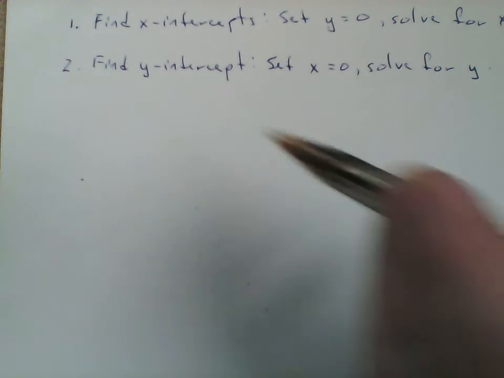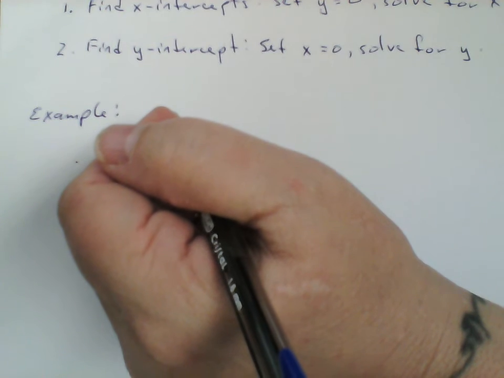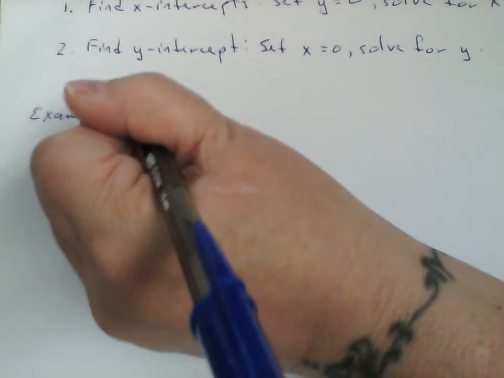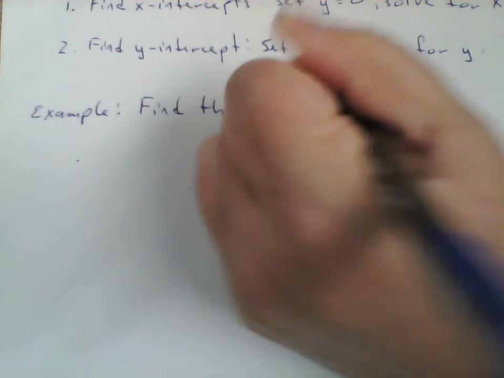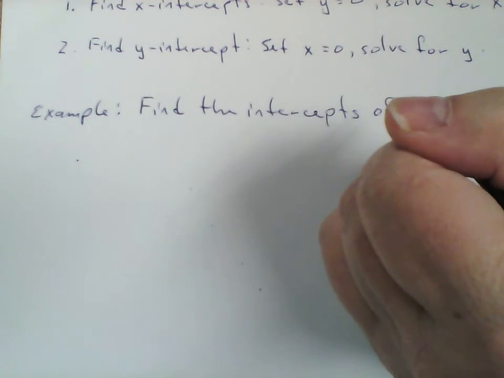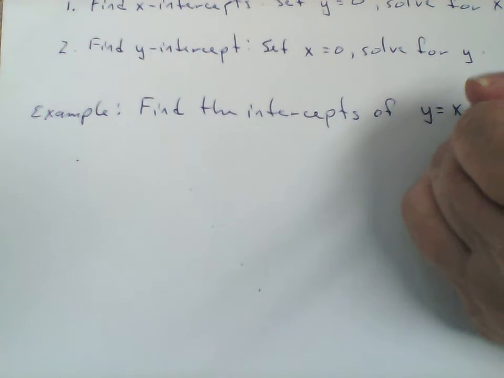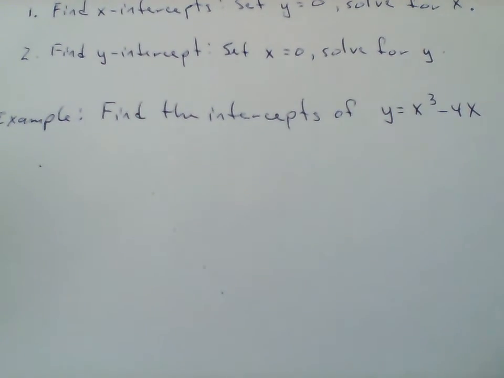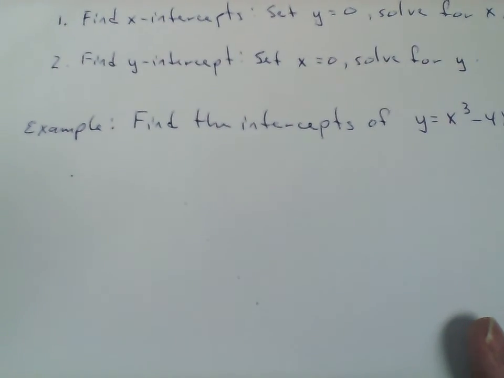If I ask you, as an example, to find the intercepts of y equals x cubed minus 4x. Now this is an ugly problem, but it's not too bad, right? It's a fairly easily factorable problem. So the first thing I'm going to do is I am going to start with the x-intercept. Why? Because those are the instructions I have first on here. Doesn't matter which order I go in, but I'm going with x first, right?